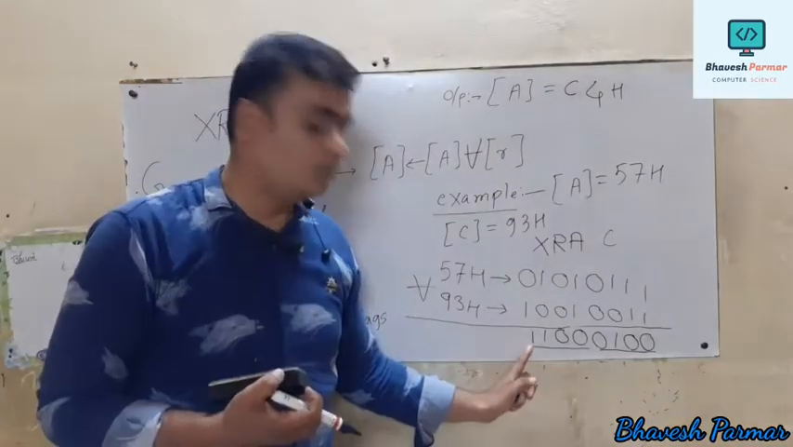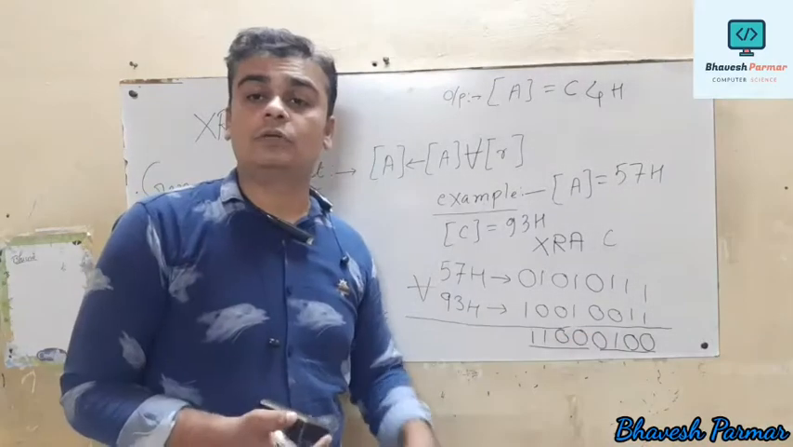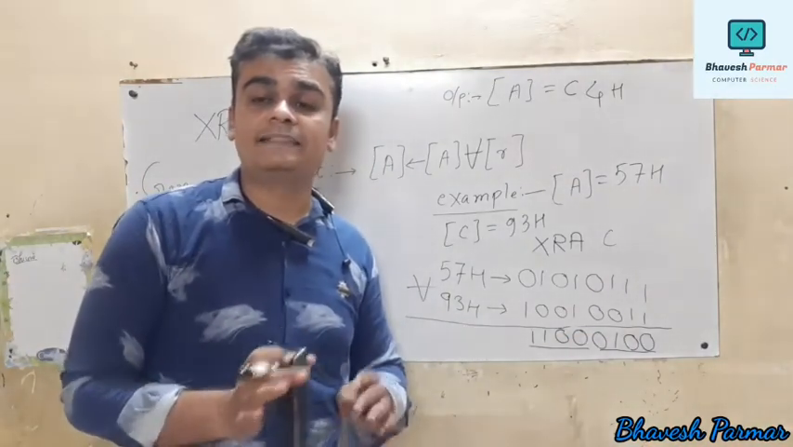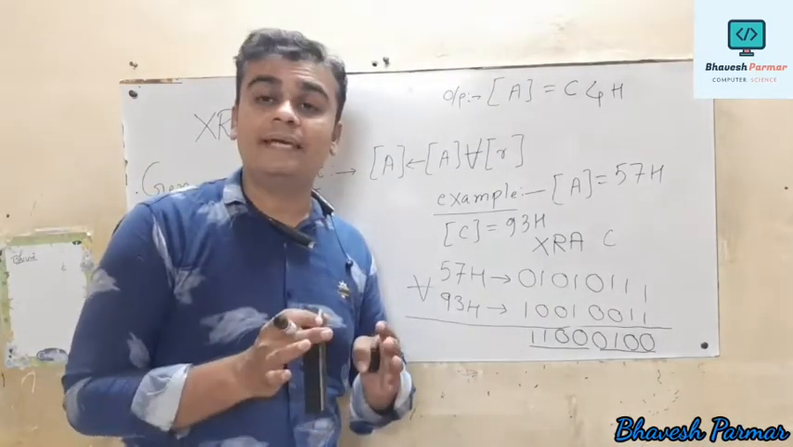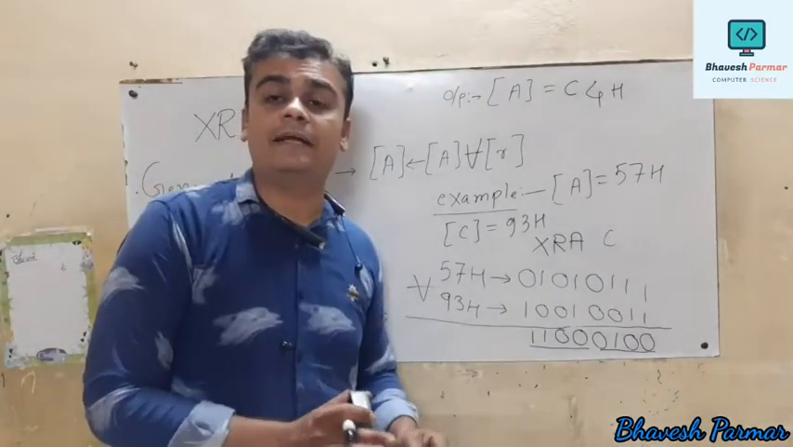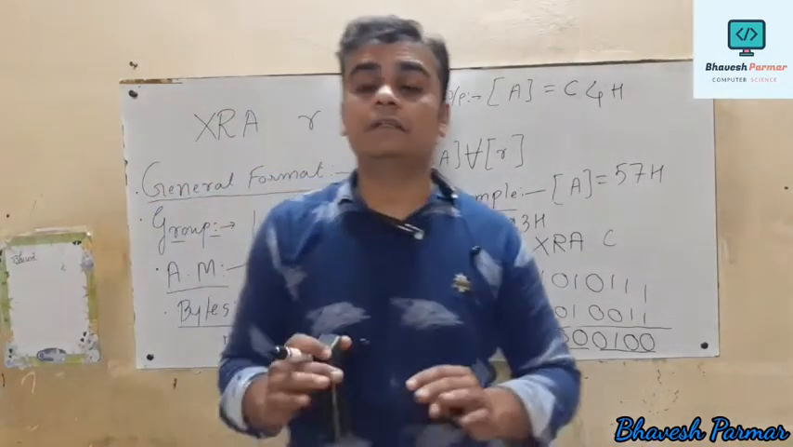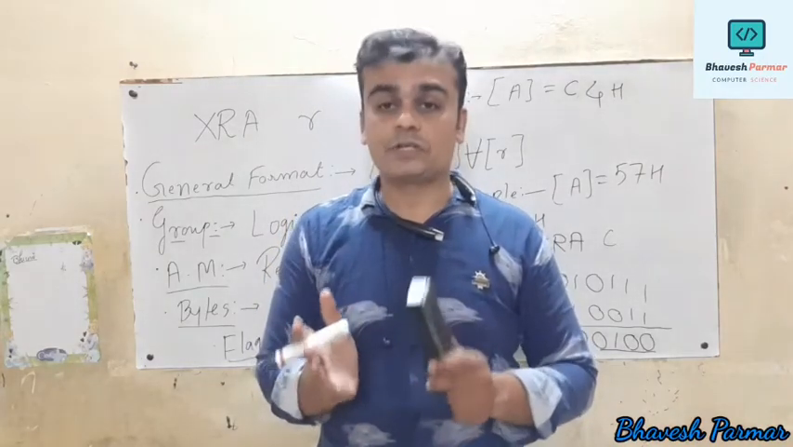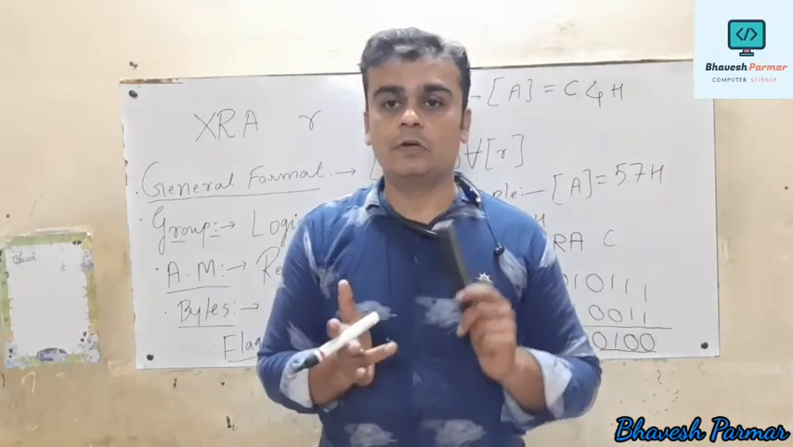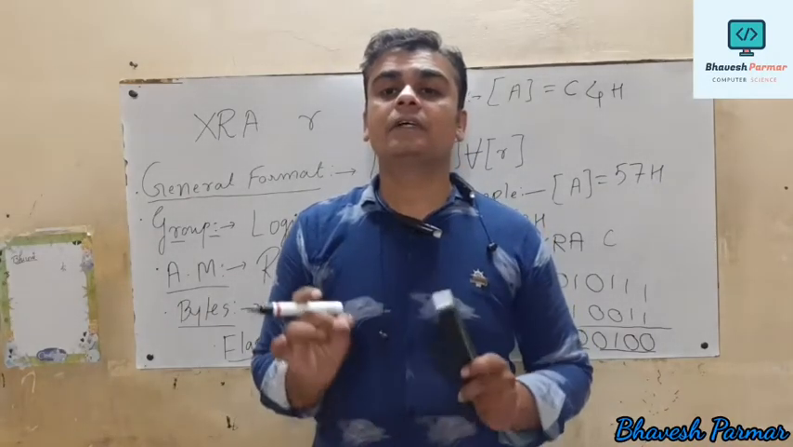And in this scenario, only the sign flag is affected. If you count the total number of 1s, you realize it is an odd number. So that's why P is equal to 0, Z is equal to 0, AC is equal to 0, and the CY flag remains unchanged. So in this way, we have studied three different instructions: logical AND with register, logical OR with register, and exclusive OR with register.